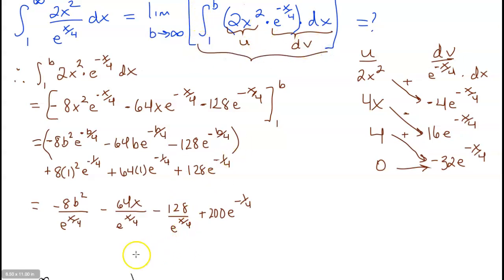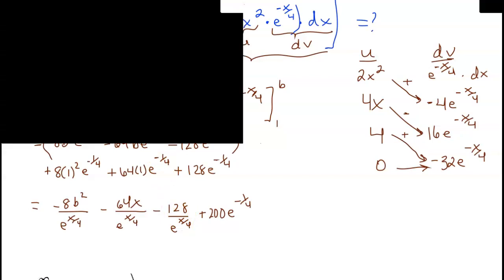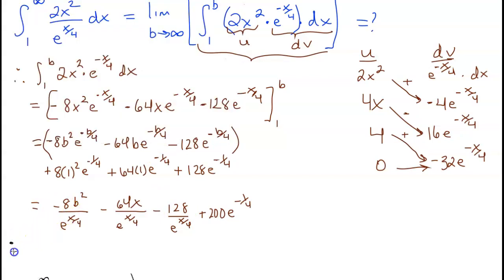And all I have to do now is evaluate what I see here, evaluate the limit as b approaches infinity of that. And so we'll go ahead and close out with that. So therefore the limit as b approaches infinity of all this info here, and you can kind of see where this is going now.